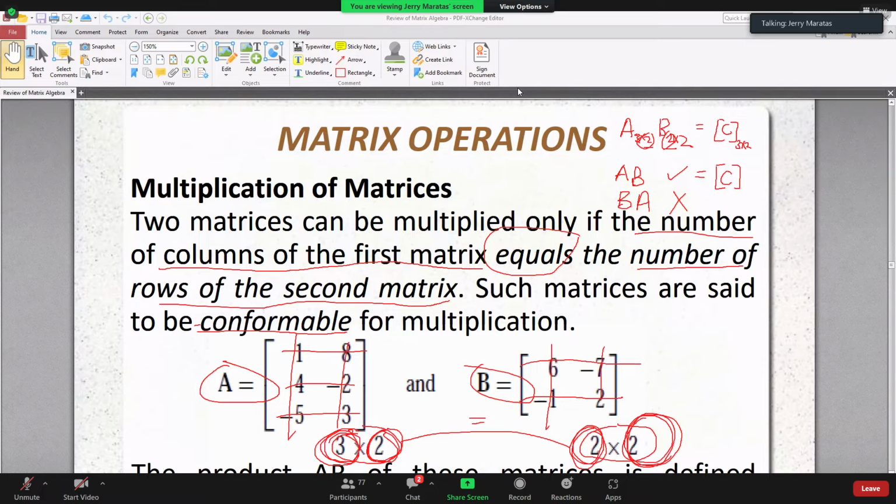So it's a bit complex, no? Okay. So first, you have to identify whether the two matrices are conformable, meaning if we can multiply these two matrices. Then second problem is what should be the size of the resulting matrix. Okay, now the last problem is how to determine the elements of the resulting matrix. Unlike for addition and subtraction, it is pretty simple.